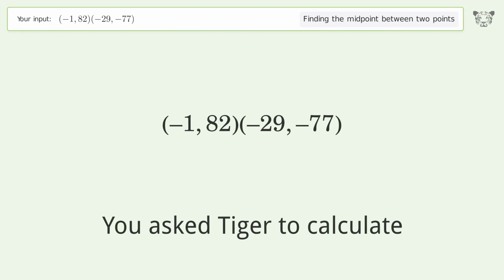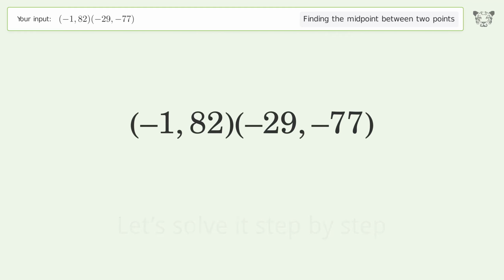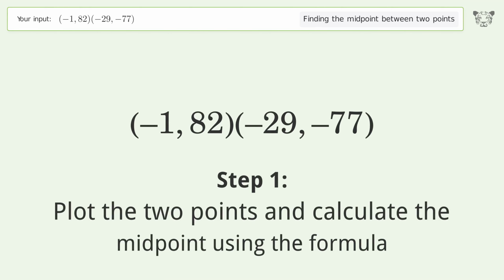You ask Tiger to calculate. This deals with finding the midpoint between 2 points. The midpoint between the 2 points is -15, 2.5. Let's solve it step by step. Plot the 2 points and calculate the midpoint using the formula.